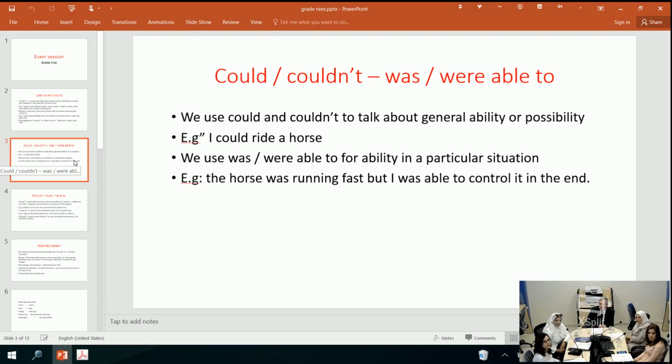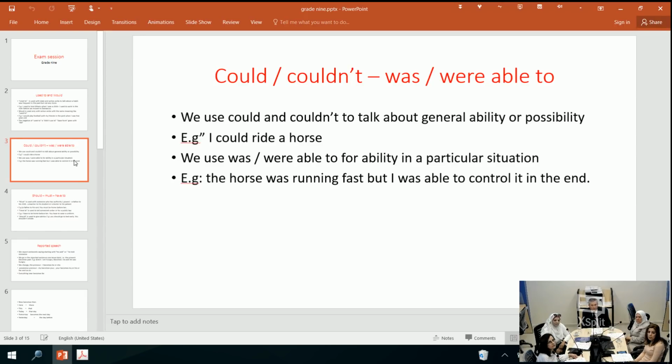It is the following grammar about could, couldn't, was or were able to. Miss Hanadi, we use could and couldn't to talk about general ability or possibility. Example, I could ride a horse. It's a general ability, not just one situation. Anybody can do it. I could write. I could speak 5 languages.